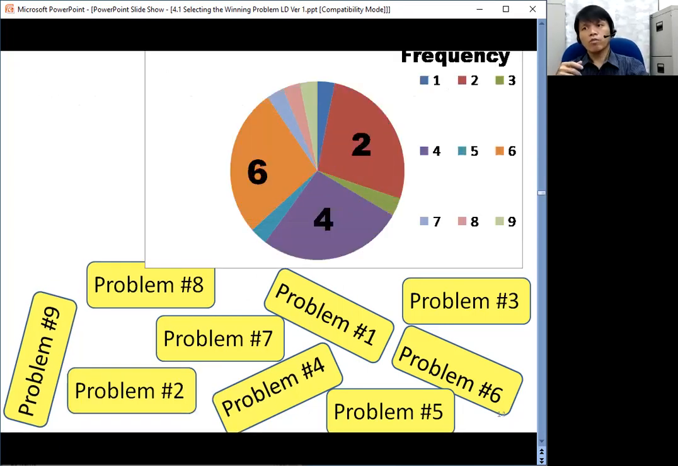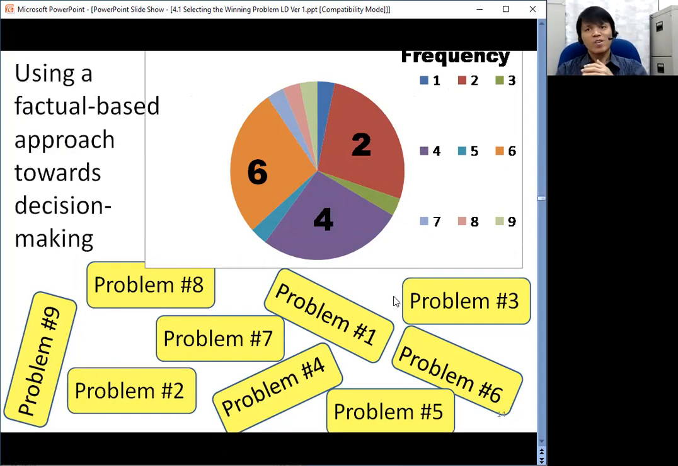Now, what if you have the information on the frequency of these problems? Looking at the frequency, it looks like problems 2, 4, and 6 occur more frequently than others. By the way, what quality management principle can we apply here? Well, that will be using a factual-based approach towards decision making, right? Okay. So besides frequency, there are other parameters we may use to characterize our problems.